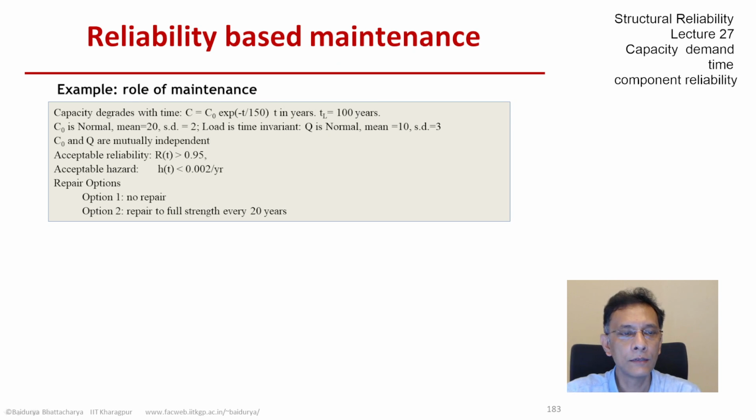So we have a two random variable problem. The capacity degrades monotonically, and both random variables are normal. The acceptable reliability is 95% and the acceptable hazard is 0.2% per year. So we have two options: that there is no repair, and then we'll see what happens if we decide on that option, and the second option is we will repair to full strength every 20 years, and the service life is expected to be 100 years.